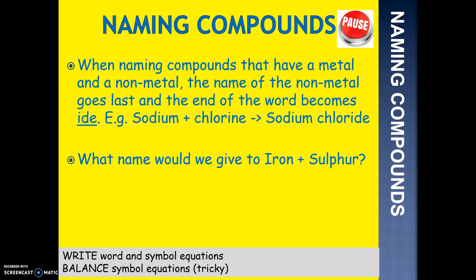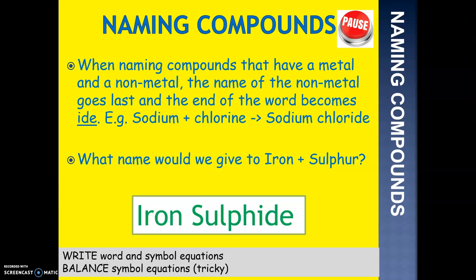Okay, so 30 seconds is over. What name would you give to iron and sulfur? If you react them together, it would be iron sulfide. So iron plus sulfur makes iron sulfide. You notice it changes from sulfur to sulfide, just like the previous one, with the example there, so sodium plus chlorine makes sodium chloride.